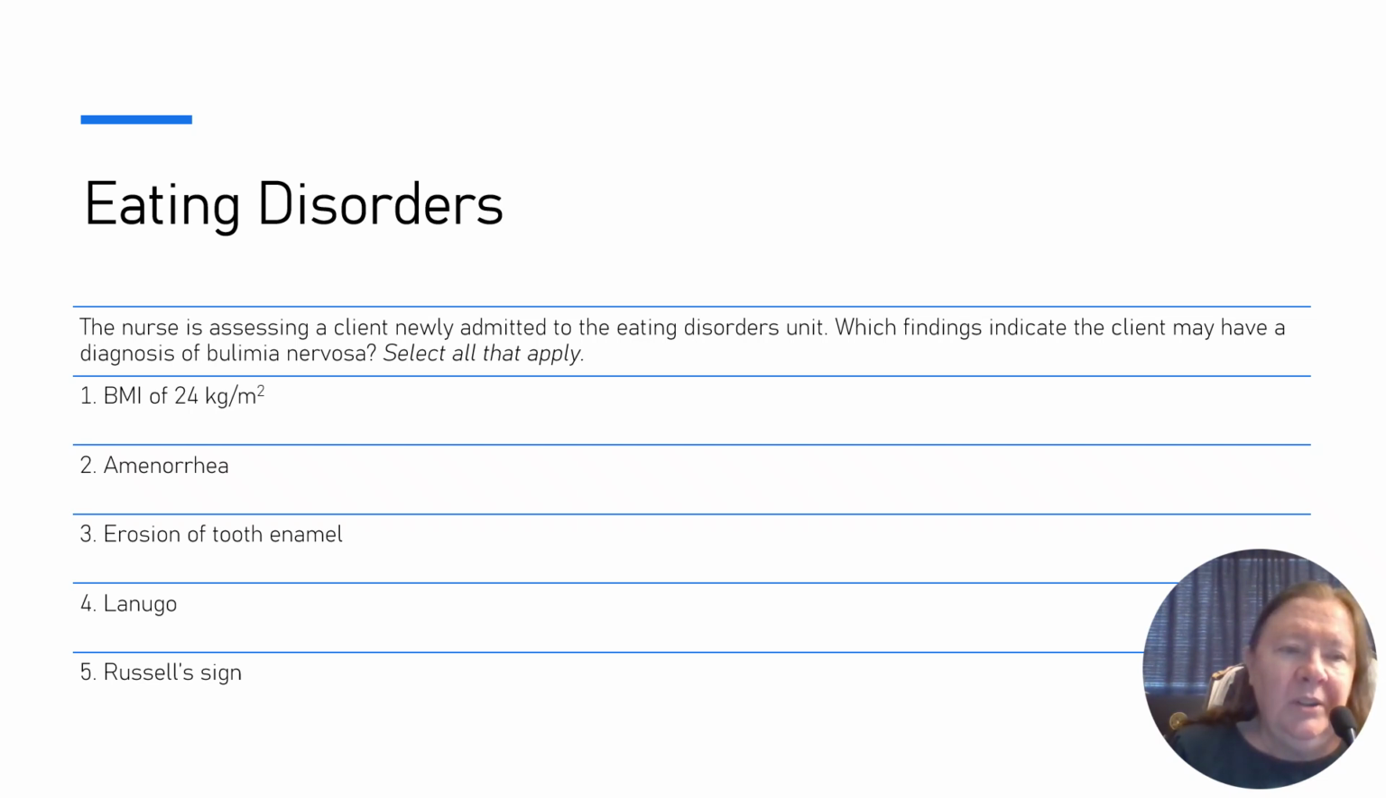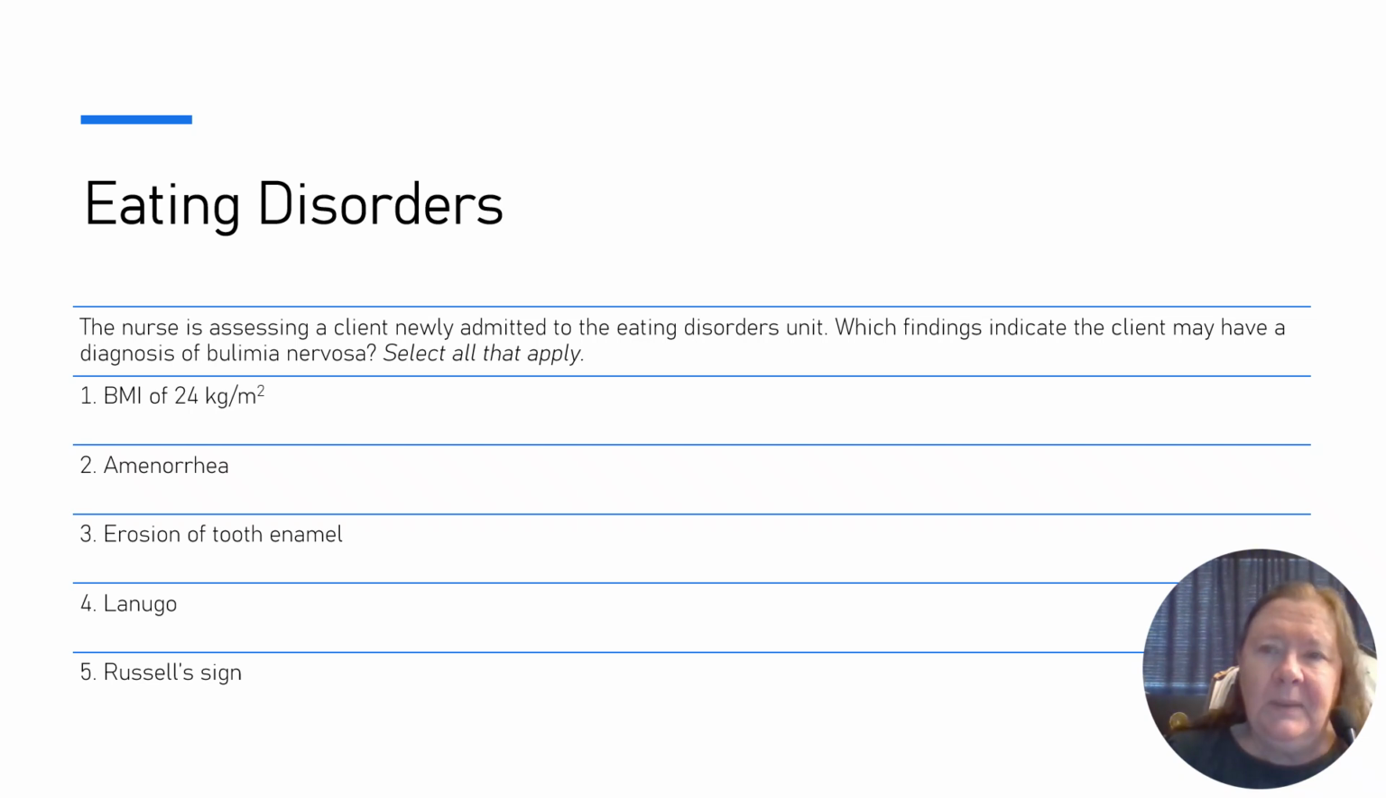So here are the answer choices. Now we're talking about bulimia nervosa, so you have to know the signs and symptoms of bulimia. Number one, BMI of 24. Number two, amenorrhea. Number three, erosion of tooth enamel. Number four, lanugo. And number five, Russell's sign.